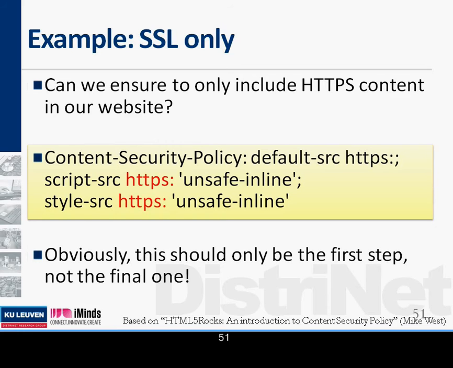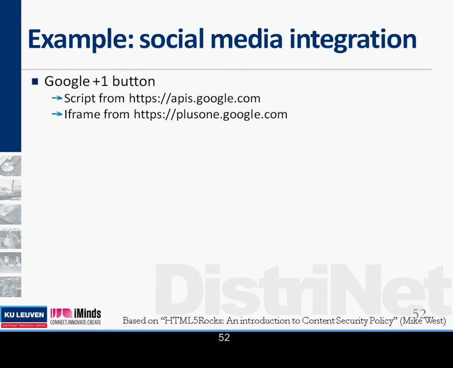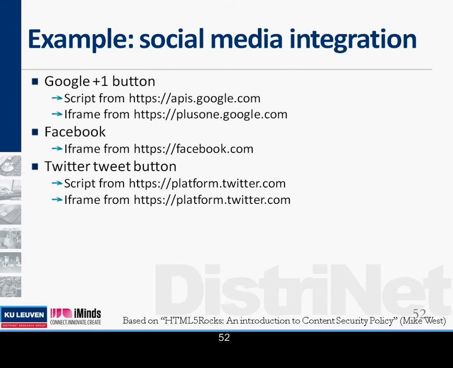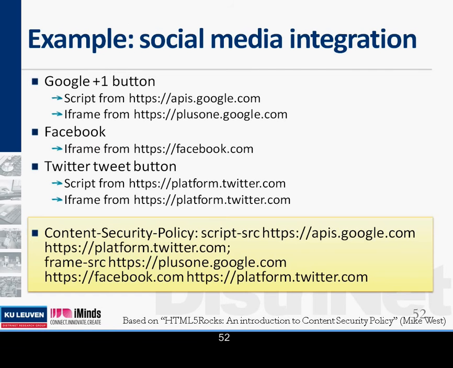And then we have a lot of websites having social media integration. Google Plus has scripts and iframes, Facebook has an iframe, Twitter has a script and an iframe. So if you want all of that to be included in your website, you need to add quite some content to your content security policy. I think by now everyone understands how this mechanism of CSP works. I won't go deeper in detail on explaining the policy.